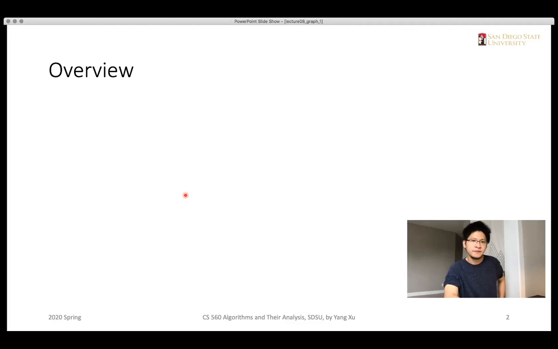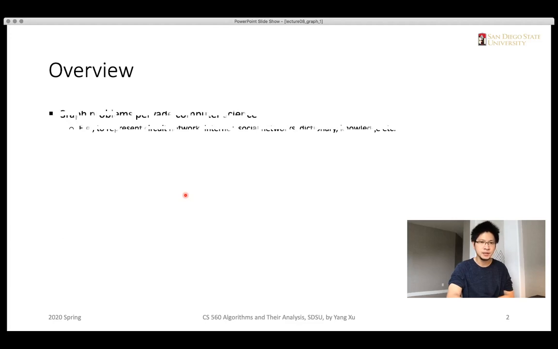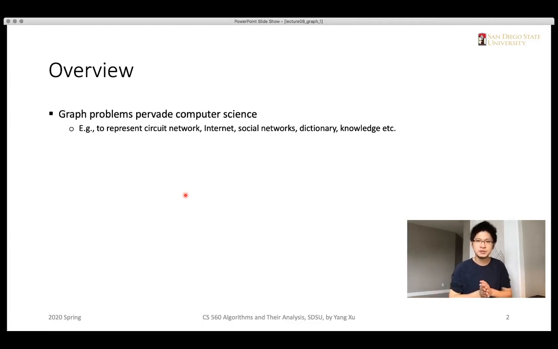So graph is a very important data structure in computer science, and it's really pervasively used. For example, if you want to represent a circuit network or internet, social networks, and nowadays in artificial intelligence applications, we can represent a dictionary of millions of words or a knowledge graph with graph data structures. So graph problems are really pervasive problems in multiple areas of computer science.